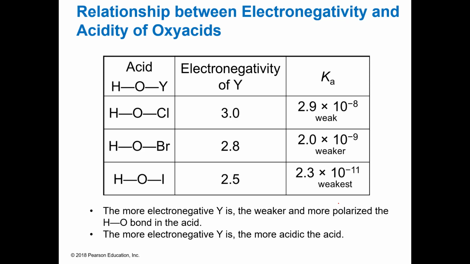And so we have electronegativity values that are associated with the Y. For example, chlorine is a 3, bromine is a 2.8, and I is a 2.5. And so even though all of these are technically weak acids, as you go down in that column series, your electronegativity goes down. Therefore, your Ka, your equilibrium constant for your acid, is also weaker or lower.